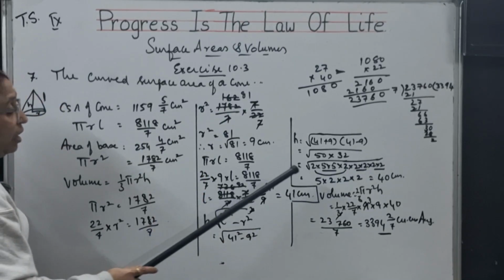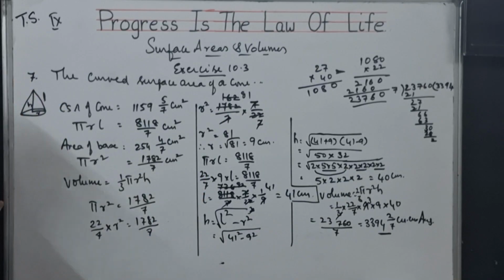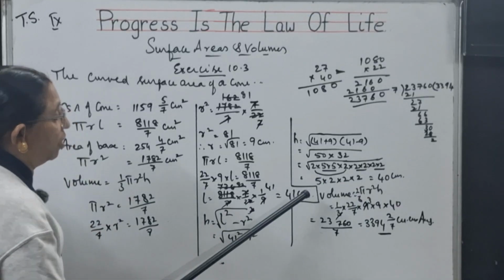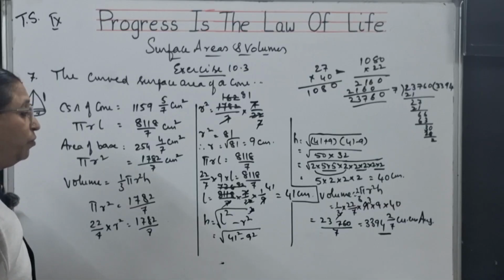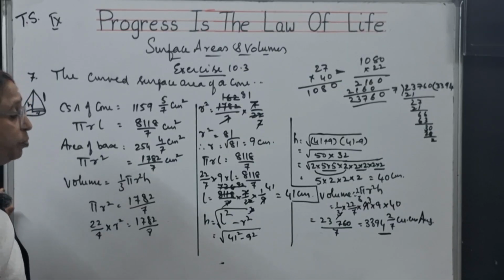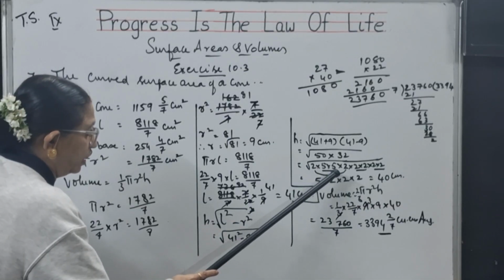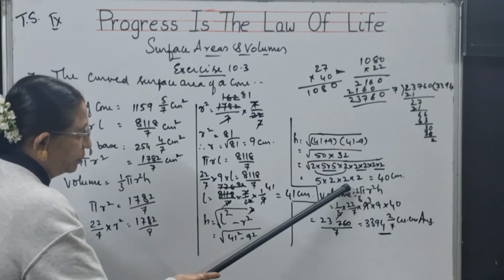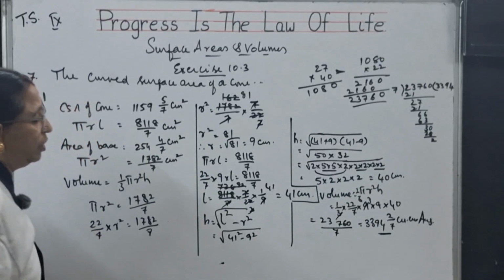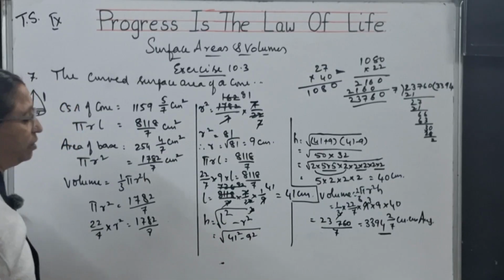Now here, under the root, if these numbers are there, you can take them as pairs. If you get all the numbers as pairs, then one number you can take out from each pair. So here 2 fives means 1 five, 2 twos means 1 two, again 2 twos means 1 two. So in total I have got the height as 40 centimeters.